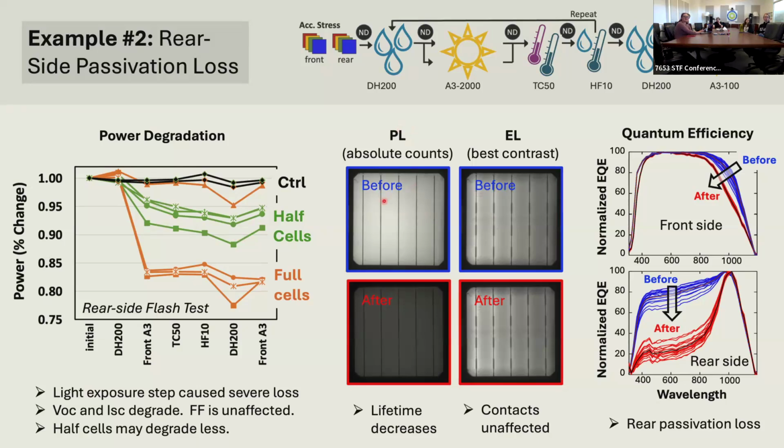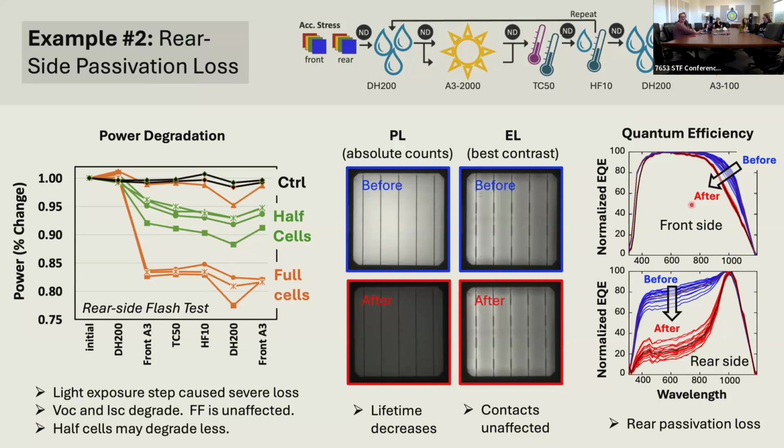So for samples that do degrade, the photoluminescence before degradation is nice and uniform. After degradation, it's still nice and uniform, just very dim. So that's a feature of a decreasing carrier lifetime that causes a decrease in the PL intensity. When we look at the electroluminescence here, just scaled for best contrast, you see that the contrast in the electroluminescence image is unaffected. So that's consistent with there being not much change in the fill factor, so the contact quality is fine. We're mostly just seeing a decrease in the carrier lifetime.